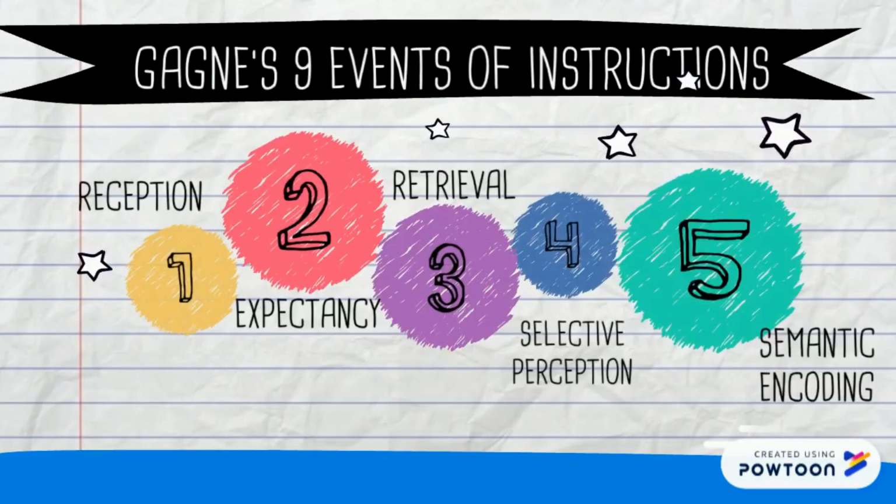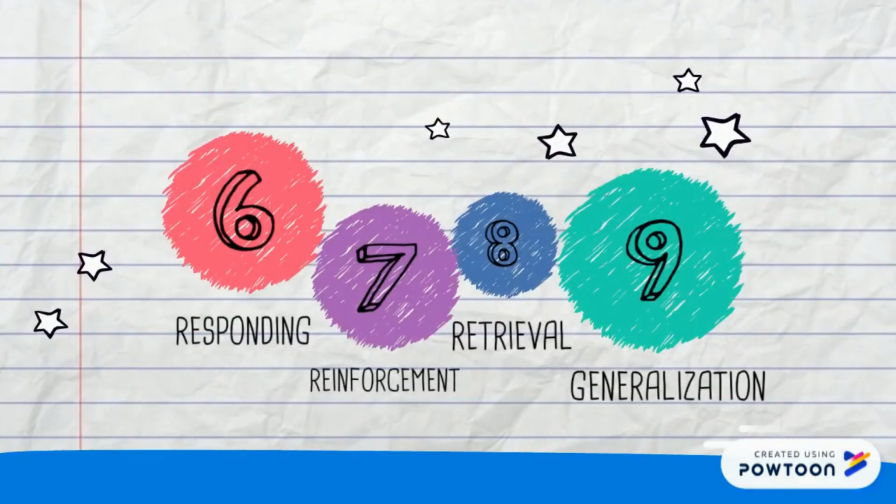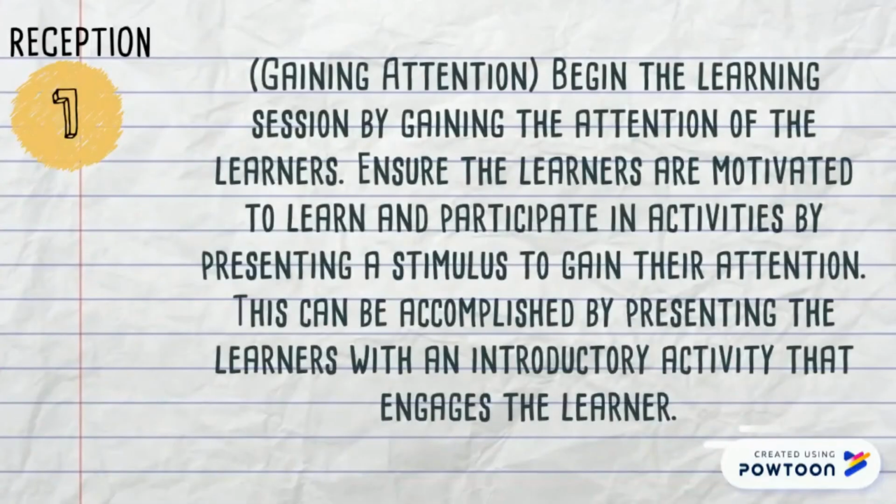So let's proceed to the last lesson, the Gagne's 9 events of instruction. First is reception or gaining attention. Begin the learning session by gaining the attention of the learners. Ensure the learners are motivated to learn and participate in activities by presenting a stimulus to gain their attention.